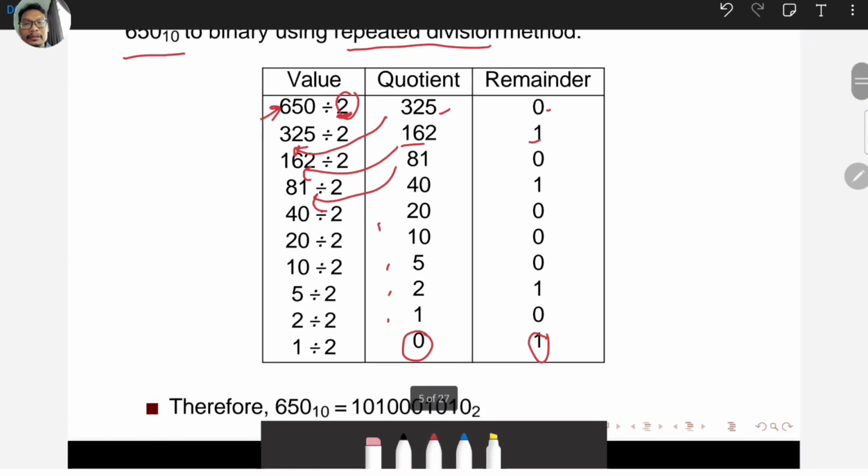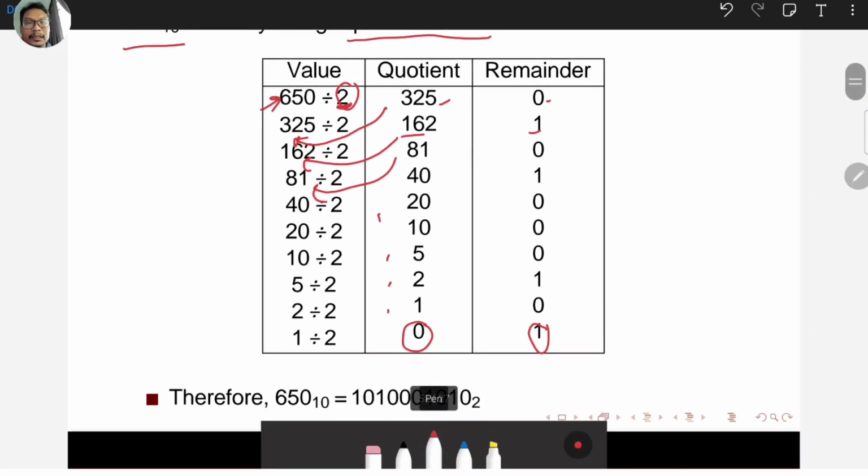Therefore your solution here is read from down to up. So your solution is 1 0 1 0 0 0 1 0 1 0 going up, so you can see here. Therefore 650 base 10 is equivalent to 1010001010 in binary or base 2.